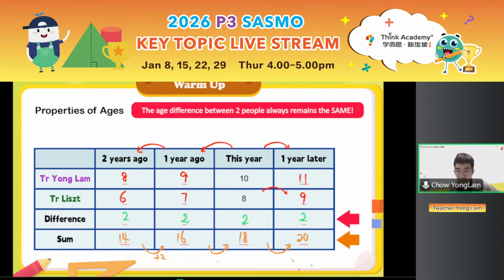Every year, our sum plus 2, plus 2. But I thought only 1 year passed. Why is it plus 2? That's because you notice that, hey, plus 2, plus 2, plus 2. It comes from every year.